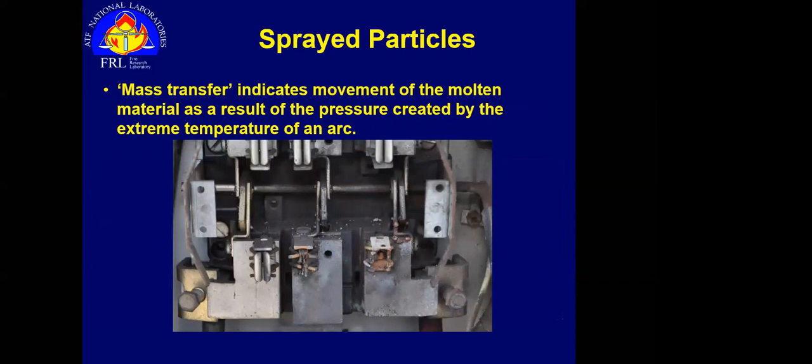Spray particles. Like I said, mass transfer is a good term. You can see here, it's a meter socket, and the three jaws on top, which are kind of cut off a little bit, are intact. The lower left jaw is intact. But then the two on the lower right and in the bottom middle are both missing a lot of material. So again, good indicators that I've got some sort of damage there that I need to look at.